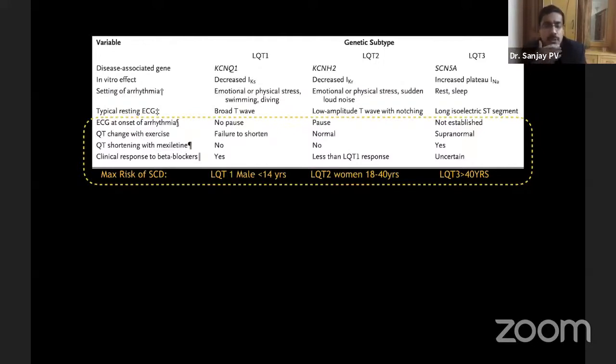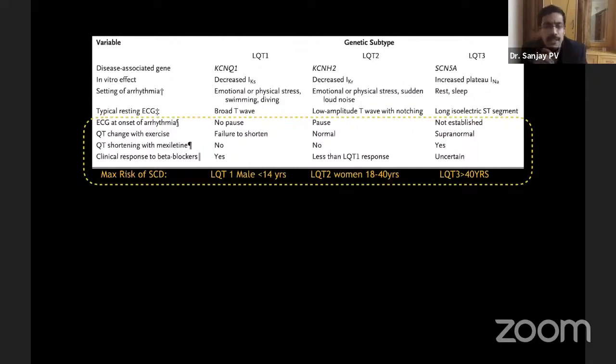Whereas in long QT2, it's a pause-dependent torsades where you have prolongation of the QT interval at slower rates. So this also helps you in managing these patients. You know that there's no point in putting a pacemaker in a patient who has long QT1, because anyway, he's going to have even longer QT at faster rates. But pacing is definitely indicated in pause-dependent long QT2. And in LQT3, you can try mexiletine; QT definitely shortens with it.